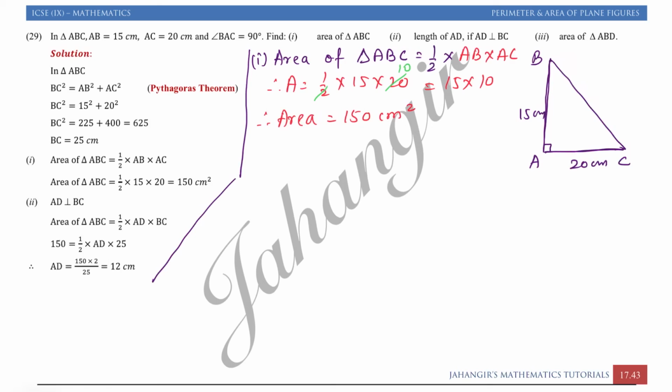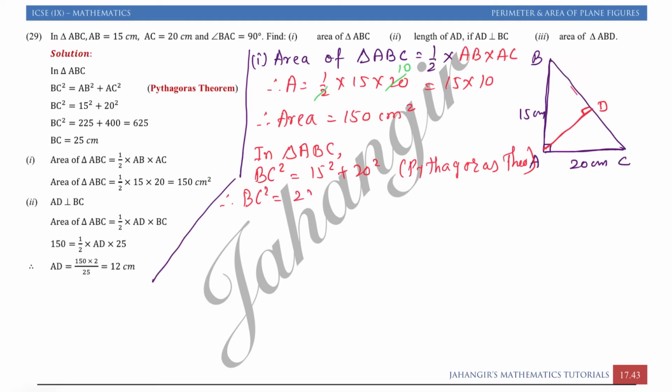Now find the length AD if AD is perpendicular to BC. So this is perpendicular to BC. In short, we have to find the height AD which corresponds to base BC. So first we will find base BC using Pythagoras theorem. In triangle ABC, BC square is equal to 15 square plus 20 square. So therefore BC square is equal to 225 plus 400, that is equal to 625. So therefore BC is equal to 25 centimeter.